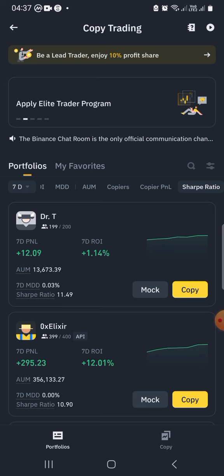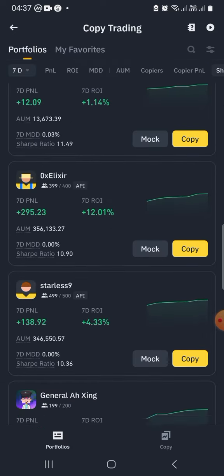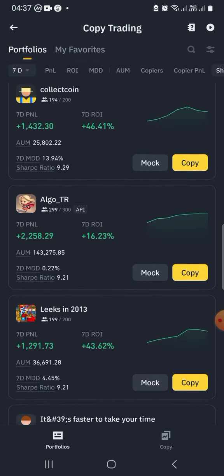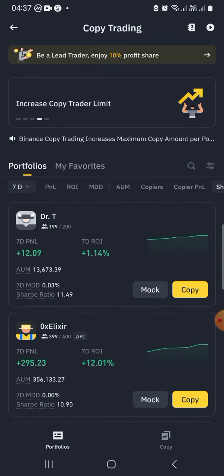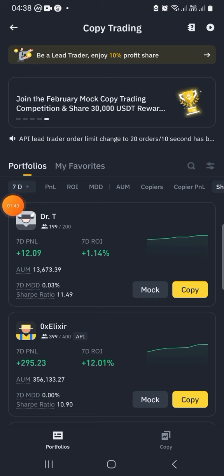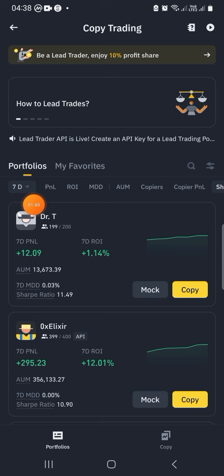Basically here you're going to see all portfolios. All the portfolios here are the various traders that you can copy, right? Then we also have various parameters. First, we are looking at the time frame, and then we have other parameters that can help you filter or make decisions on which particular trader you should copy.